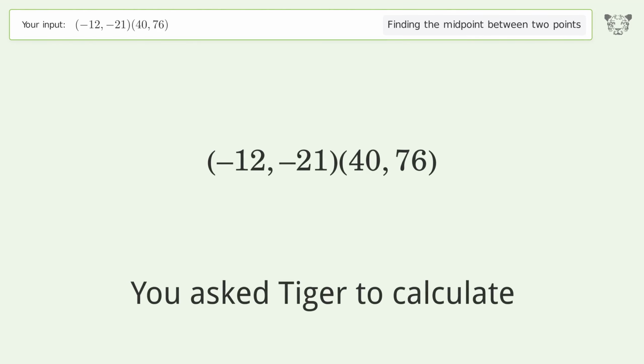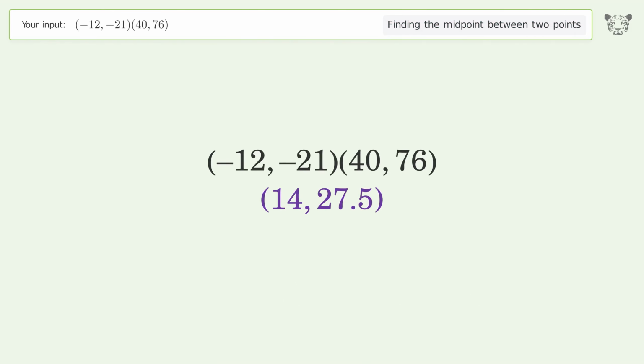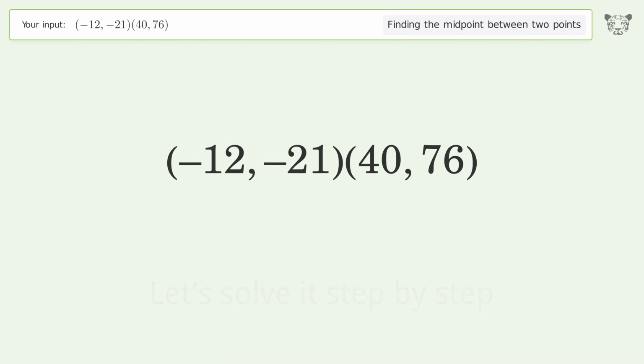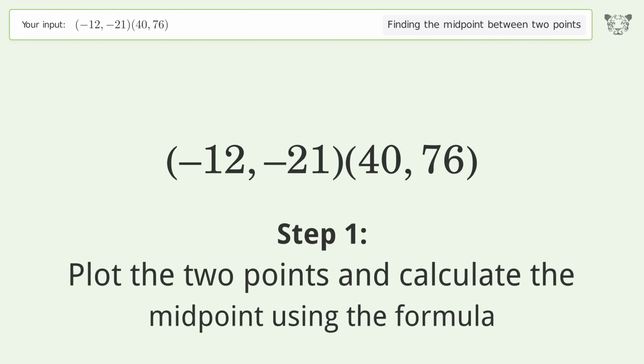You ask Tiger to calculate. This deals with finding the midpoint between 2 points. The midpoint between the 2 points is 14, 27.5. Let's solve it step by step. Plot the 2 points and calculate the midpoint using the formula.